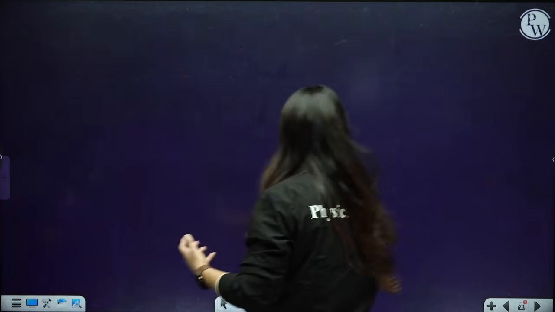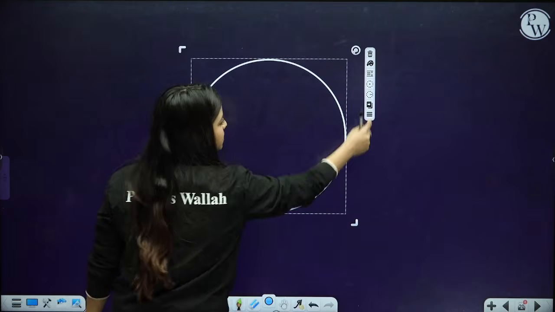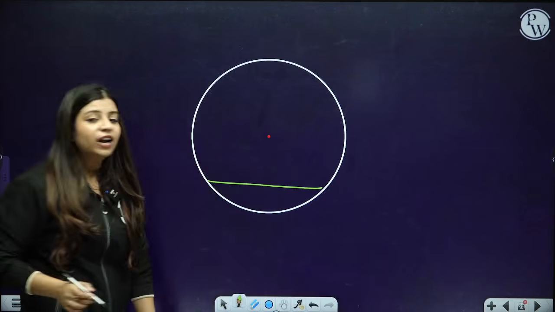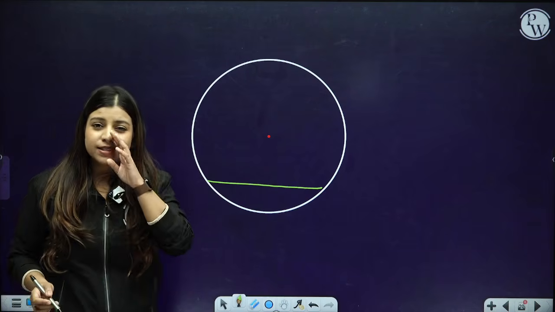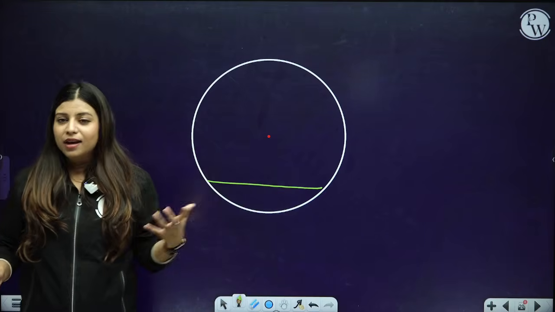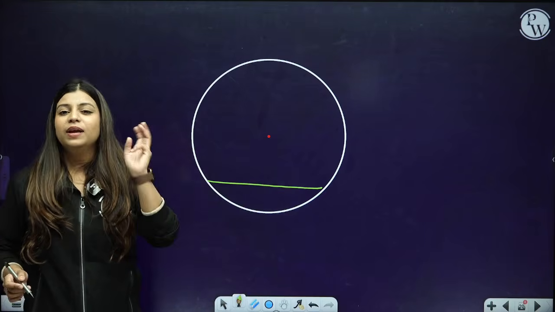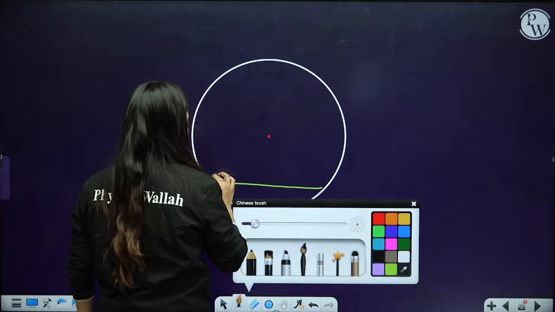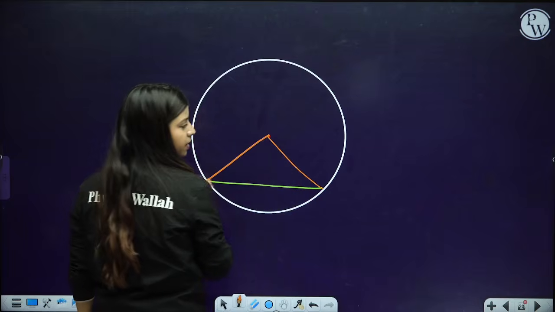Let me just tell you this on this page. If this is a circle and I draw a chord, this chord can subtend. What does subtend mean? To make. So if I say that this chord is making angles, this chord can make 3 different angles. What are those 3 different angles? One angle is at the center.